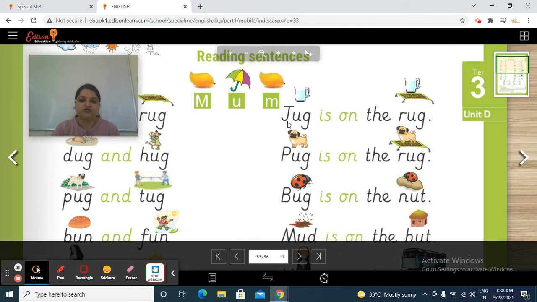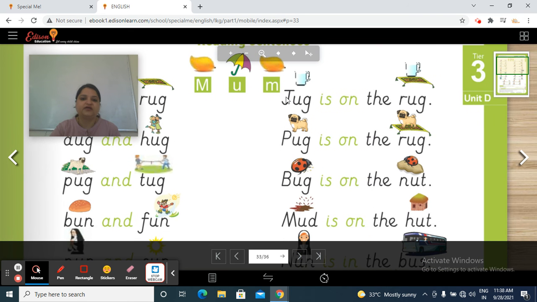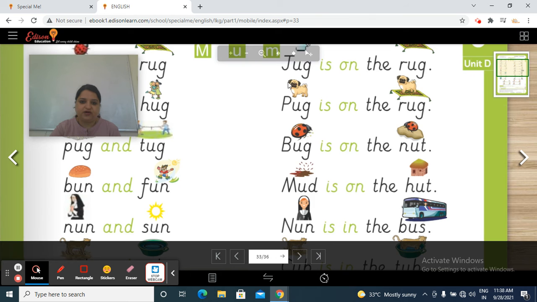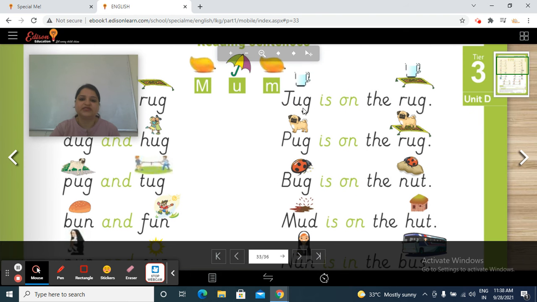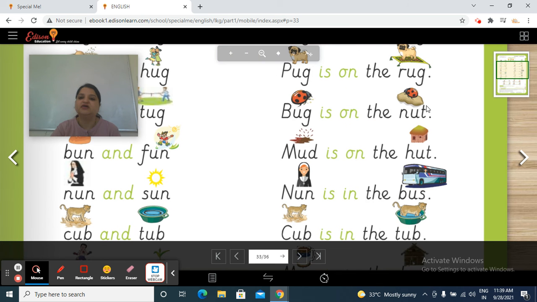Okay, now we have to start with capital letter, with मम्मा letter. Okay, you have to start the sentence with capital letters. Okay, so bug is on the nut. Bug is on the nut. Bug कहाँ पे है? नट के ऊपर. Okay, on the nut.